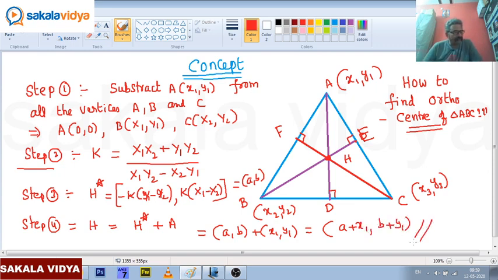So in this way we can find the orthocenter of the triangle. Please note it down. Suppose the origin is directly there, you can proceed from step number 2. So this concept we need to remember.